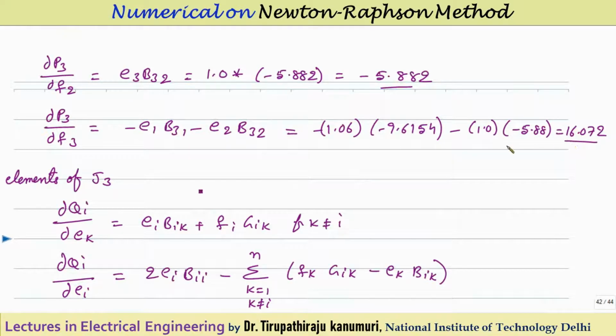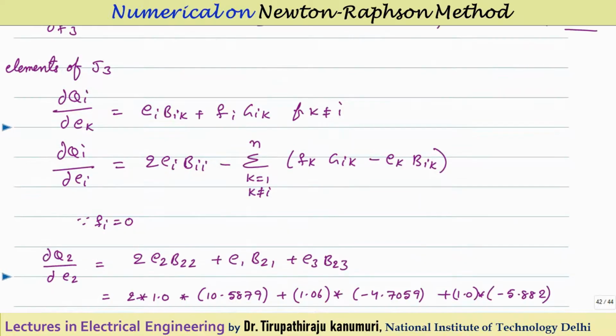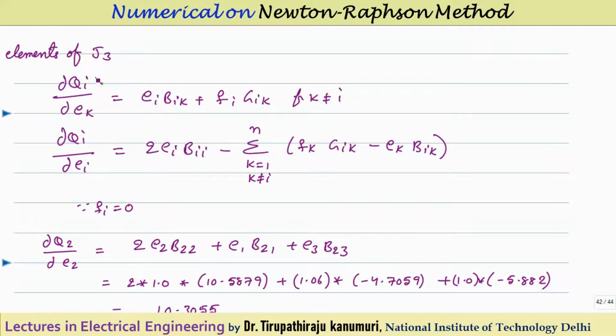So now coming to the Jacobian matrix element 3. J3 will be equal to dou Q by dou E. Again, for k not equal to i, this is the formula, and for k equal to i, this is the formula.